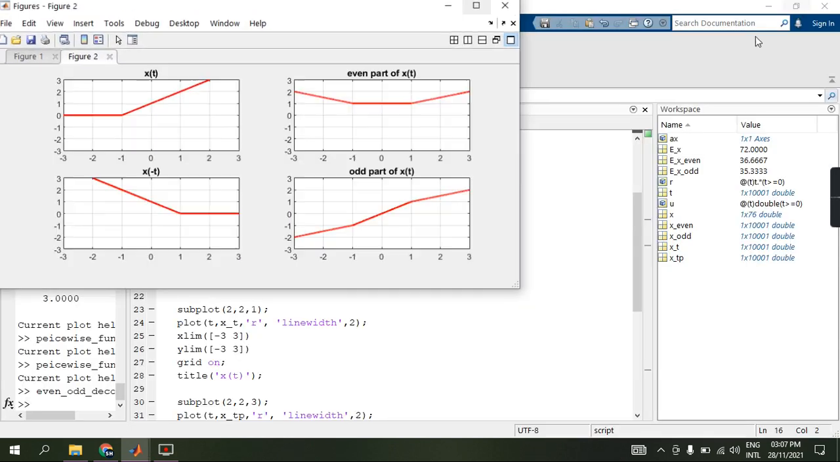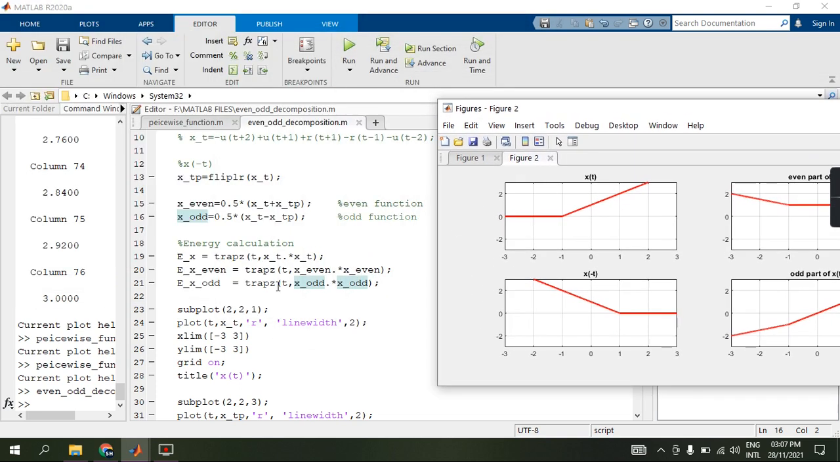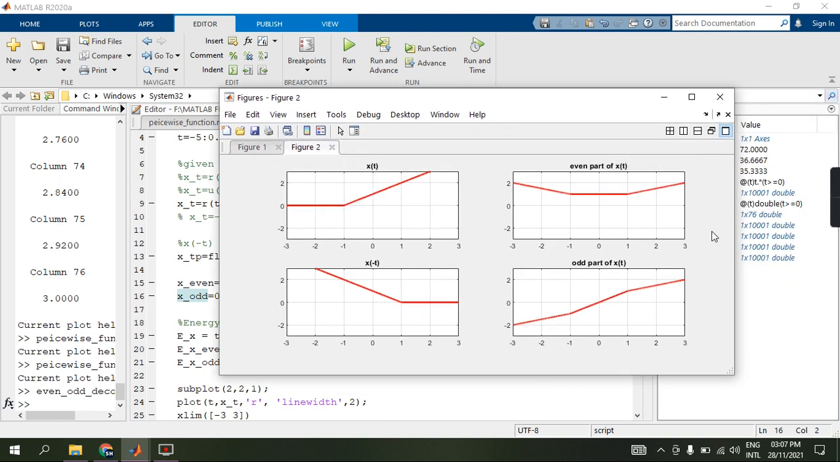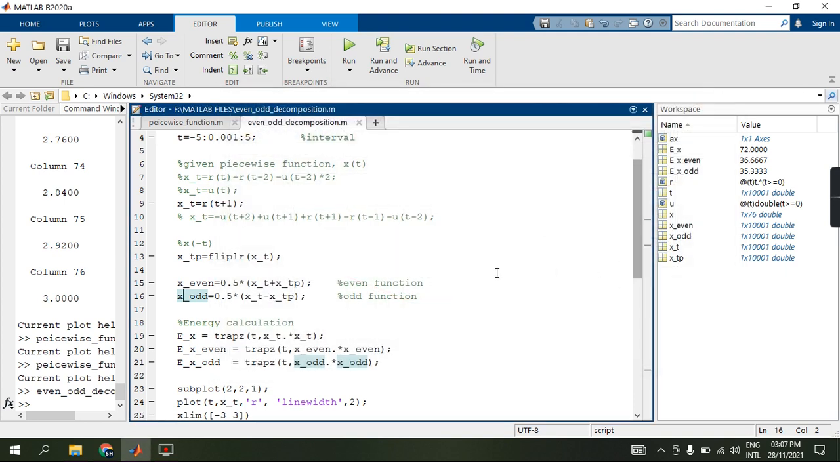So the function was r(t plus 1). We are having a ramp at t equals minus 1. This is the x(t) function, and that minus t is the flipped version. It is flipped with respect to the y-axis. Here is the even part of the function, and there is the odd part of the function. We also calculated the energy of the functions using the area under the curve. Here is the equation for even and odd. If we add these two values, we have the full energy of the total function.